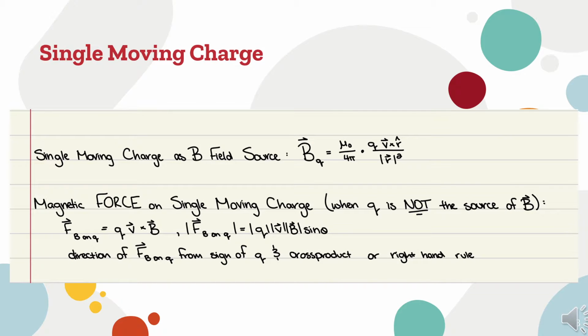In the beginning of this week's lecture videos, we reviewed the equation for the magnetic field of a single moving charge. Then we progressed to looking at the magnetic force on a single moving charge. It's important to note that in this case, Q is not the source of the B field. We end up with these equations for the magnitude. As for the direction, we use the sign of Q multiplied by the cross product of V and B, or the right-hand rule.